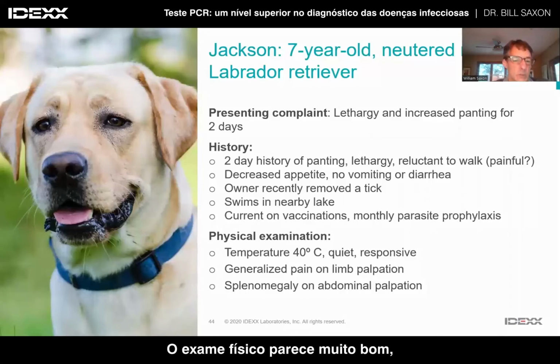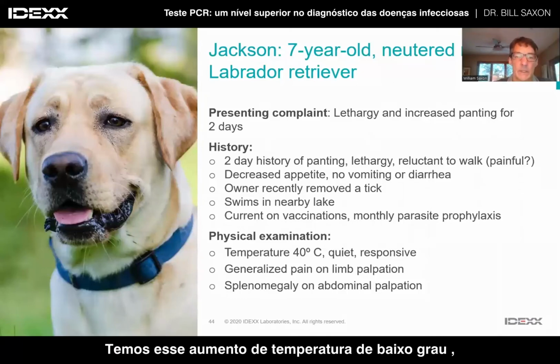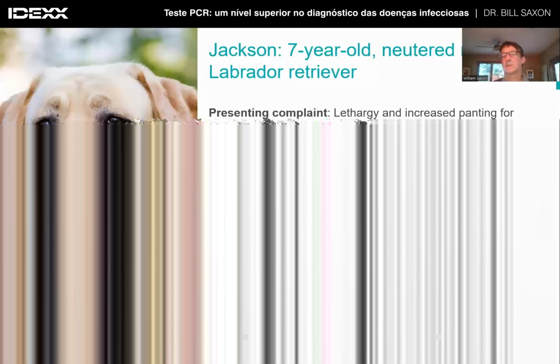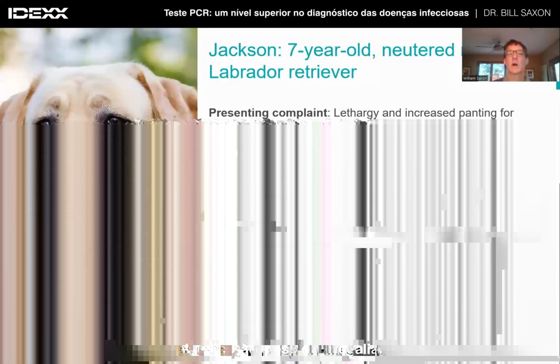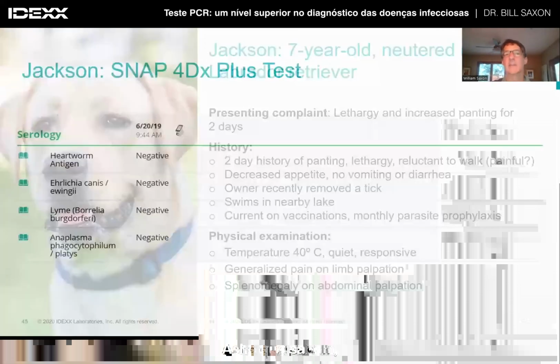Physical exam looks pretty good, except that he's a little quiet, and walks gingerly with generalized pain on limb palpation. Something in the cranial abdomen, perhaps splenomegaly, seems abnormal as well. So we have low-grade increase in temperature, quiet responsive dog, lameness and splenomegaly. I think you know where we're going here.